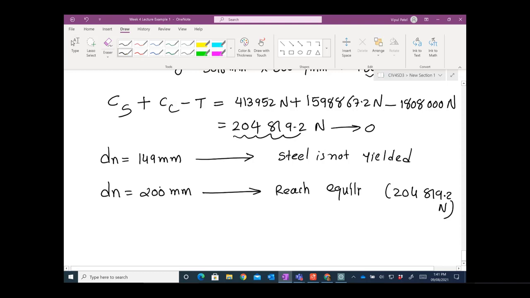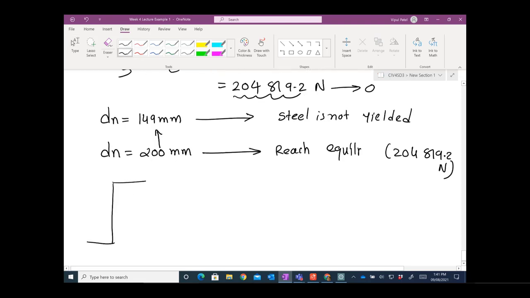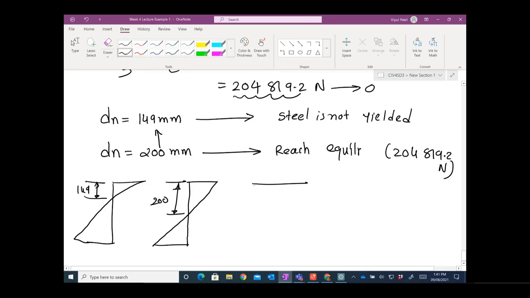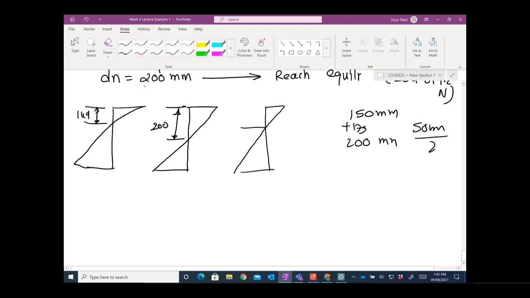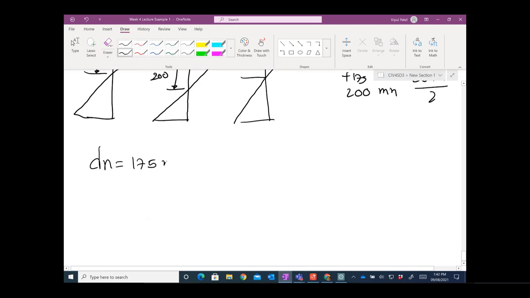So how about if I approach it this way, then this force will be reduced. We had 149 first and it did not work. Then we had 200, which did not work. How about we go in between? We have 150 millimeters and 200 millimeters, so a 50 millimeter gap. Divide by 2, so let's say we go 175, in between, and see what happens. Let's try Dn equal to 175 millimeters.